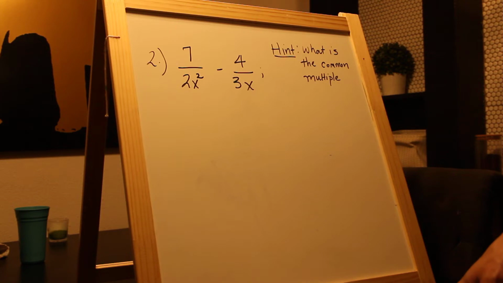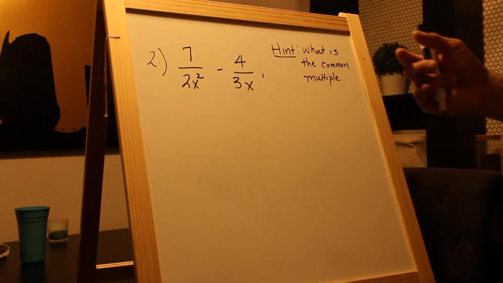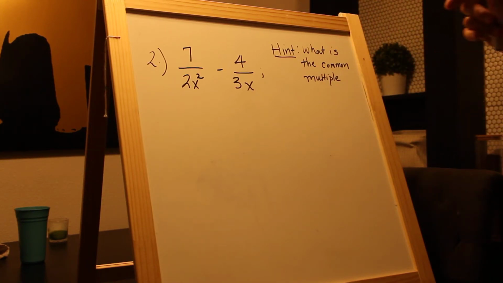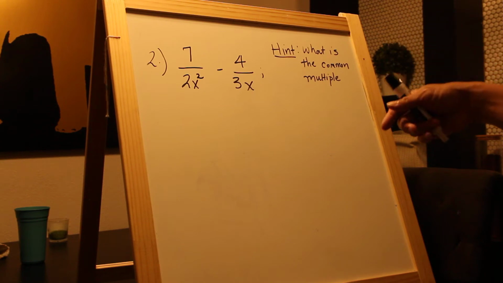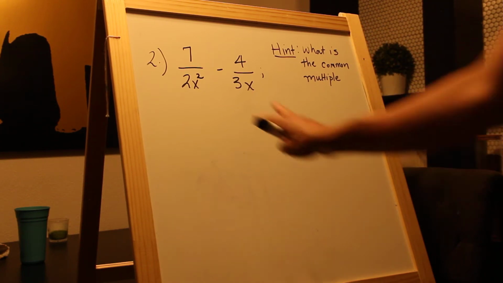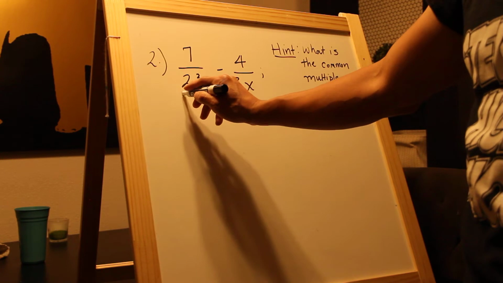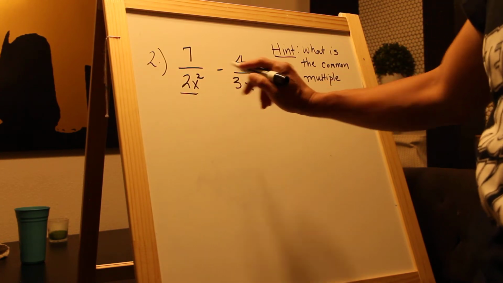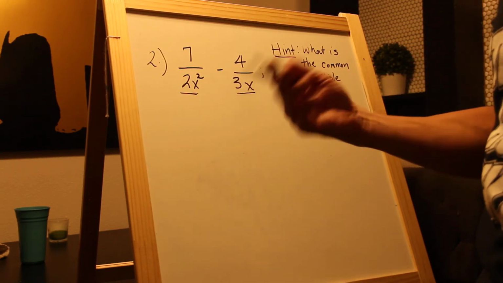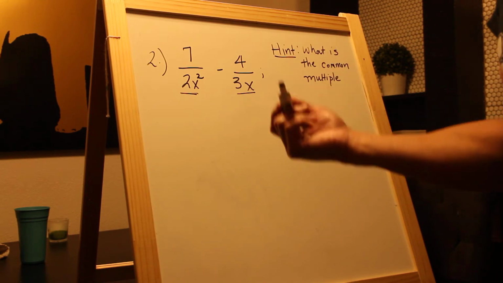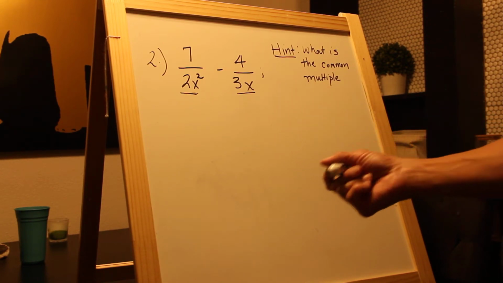Alright guys, I'm asked about question number 2, how to set this up. Here I gave you guys a hint: what is the common multiple? If I look at the denominator here, I need to look for a common denominator. But before I do that, I have to find a common multiple.